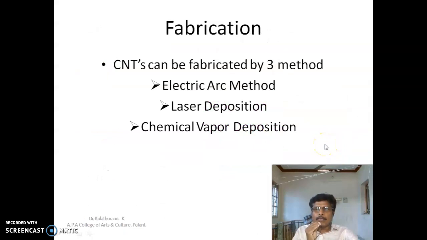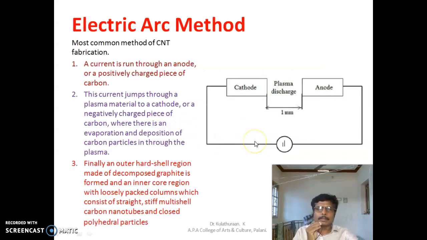Then fabrication of carbon nanotubes. There are three methods of fabrication of carbon nanotubes. The familiar methods are the electric arc method, laser deposition method, and chemical vapor deposition method. The first one is the electric arc method. This is a very common method for fabrication of carbon nanotubes.